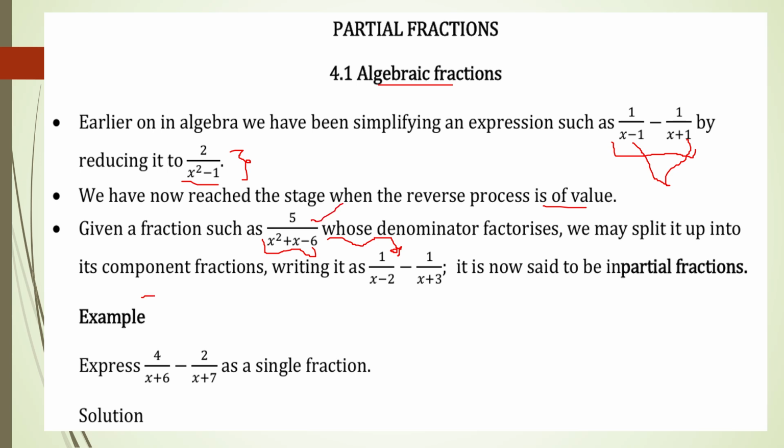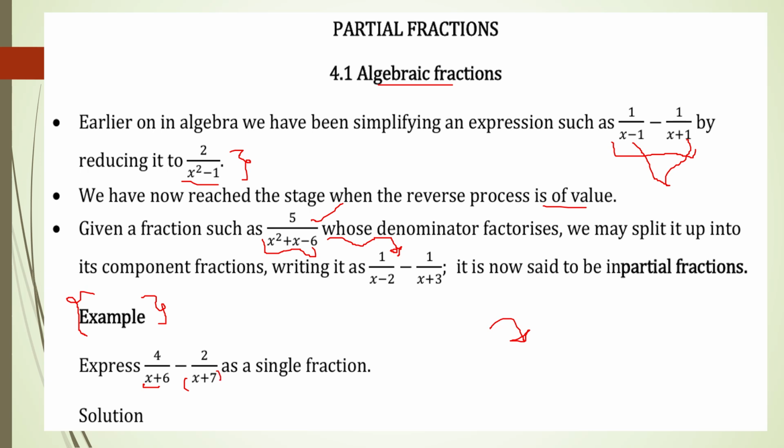Now we are going to first look at how fractions are made and how we can reverse them later. The reverse process is what we call partial fractions. But let's first have a review on how we can get a function that we can later partialize. So example 1 is expressing 4 divided by x plus 6, minus 2 divided by x plus 7 as a single fraction.